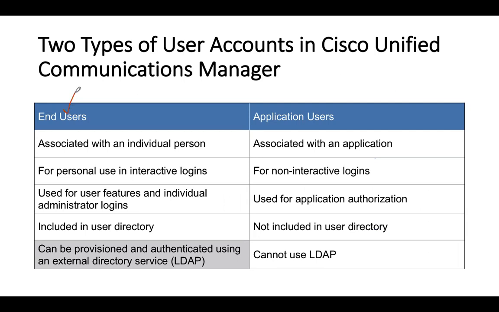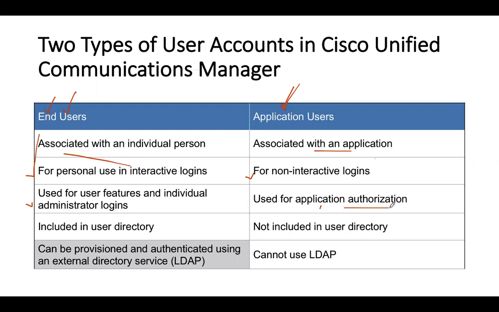End user, as the name says, end, and the application user, as in the application. So any application that you are using other than the Call Manager, let's say IM&P or maybe other applications, that's where you have to create application users. Now this end user is associated with an individual person. Application user is associated with the application. The end user is basically for personal use, for interactive logins, and is also used for administrator logins, while the application user is used only for application authorization.